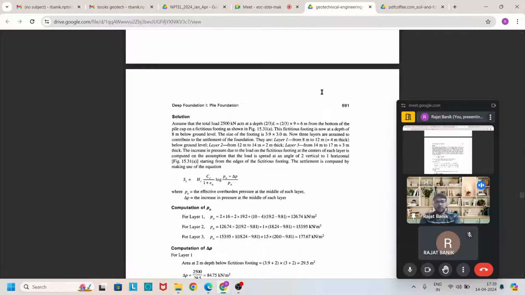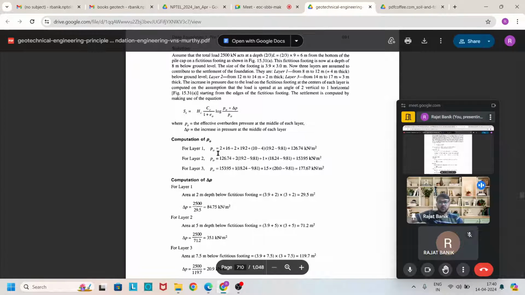So for each layer we have to find out the consolidation settlement. We use the consolidation settlement formula: S equals H over 1 plus e naught, into log of sigma v plus del P, divided by sigma v. Sigma v is the effective stress. Here P naught is given, and del P is the increased pressure at the middle of the clay layer due to the construction of the pile foundation. For this we use the load stress distribution method, the 2:1 method.